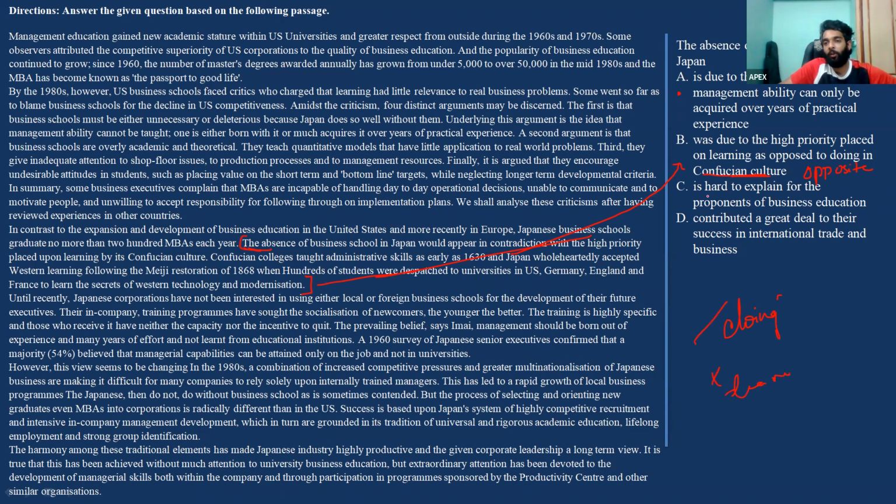So it's hard to explain for the proponents of business education. No, that's not the thing. He's asking about the absence of business schools in Japan. That has nothing to do with the proponents of business education. These people are promoting business education, but that has nothing to do with why there are no business schools in Japan. Then, contributed a great deal to their success. Now, had this been the case, then there should be more business schools, right? So this is not the answer. A will be our final answer.